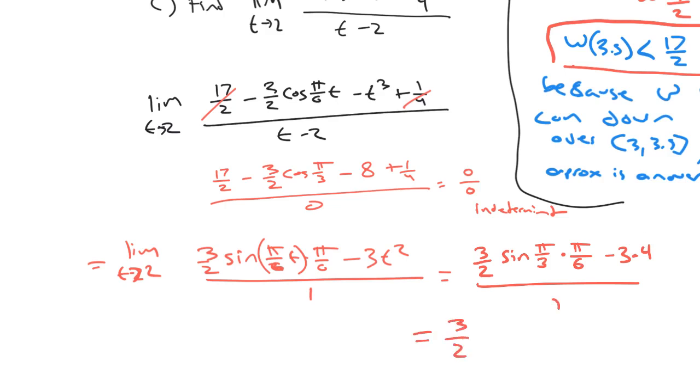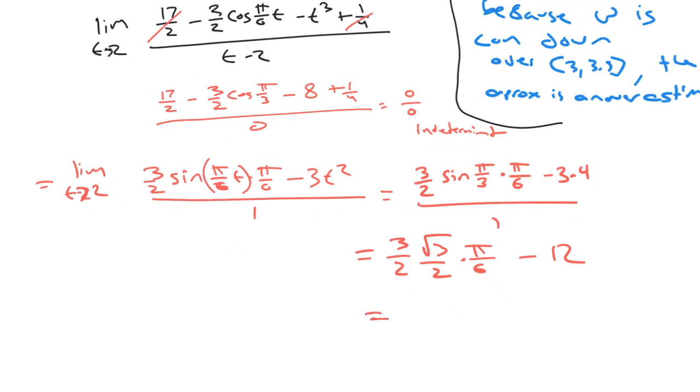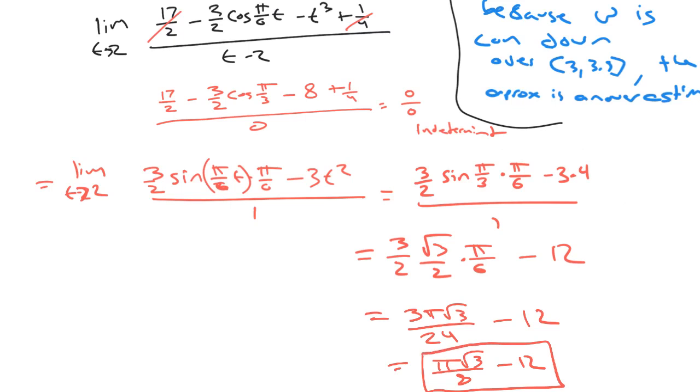So that's 3 halves. Sine of pi over 3 is root 3 over 2. And I still have the times pi over 6 minus 12. And that's going to give me 3 pi root 3 over 24 minus 12, which would be pi root 3 over 8 minus 12. And that is our answer to that limit. All right, thank you for watching.